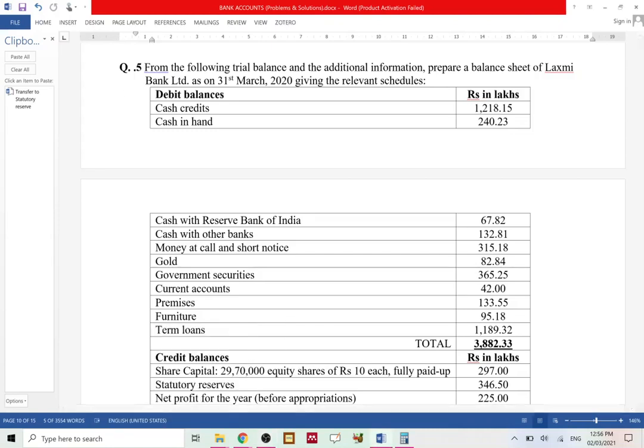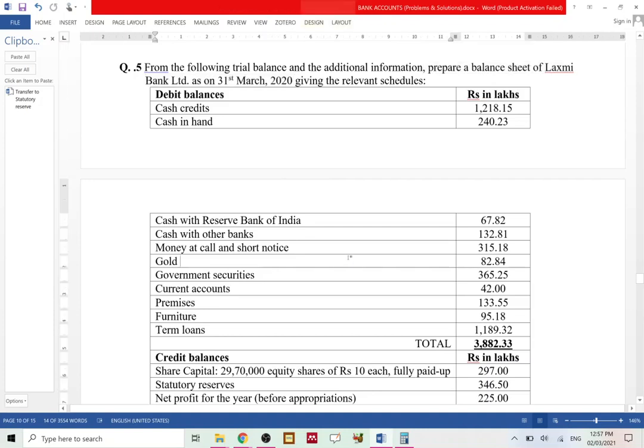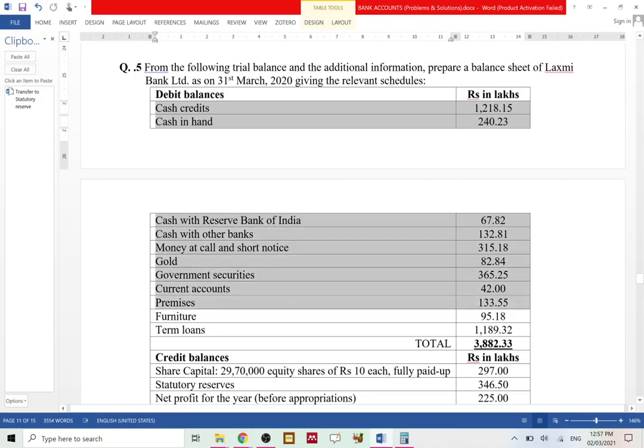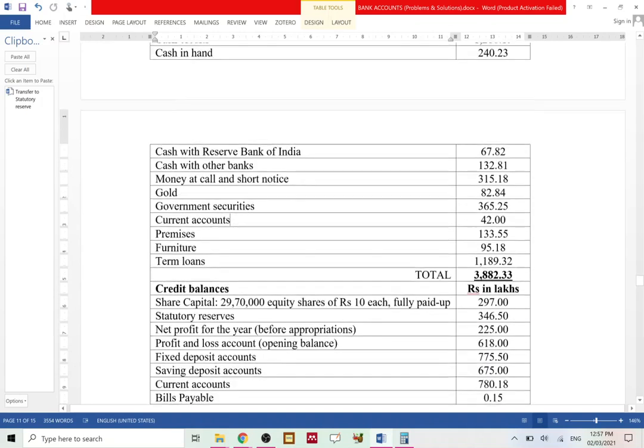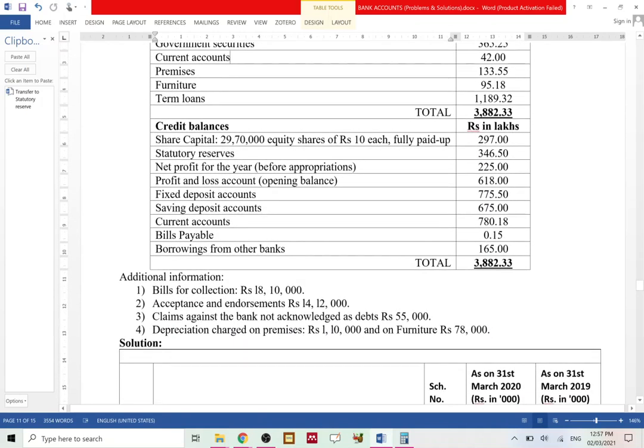The next problem we are solving is question 5, and it is on the preparation of a balance sheet of Lakshmi Bank Limited as of 31st March 2020. In this problem we will not be given any profit and loss related items. We will be provided with balance sheet items that we are supposed to put.